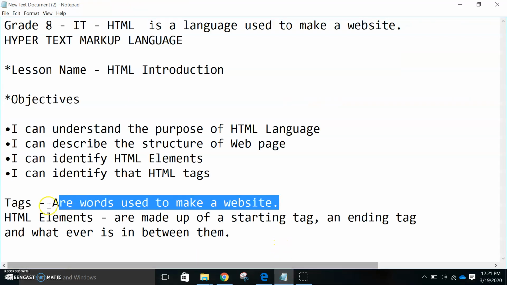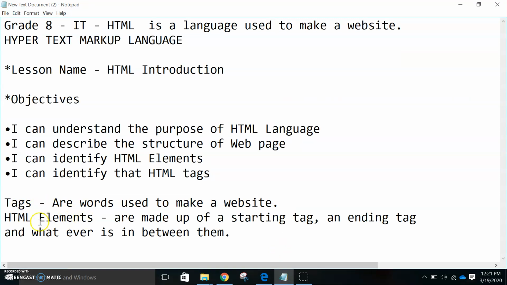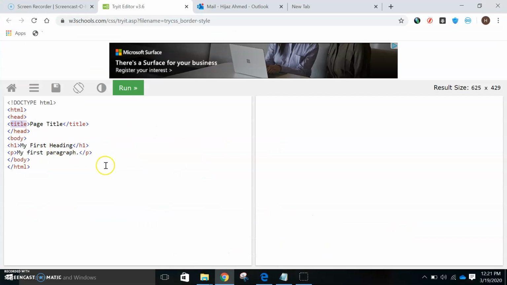And then you have elements. HTML elements are made up of a starting tag, an ending tag, and whatever is in between them. So this is a starting tag, and this is the ending tag because it has the slash mark. If it has the slash mark before the word, that means it is an ending tag. And you have a start tag, an end tag, and you have something in between. So this whole portion is called an element.